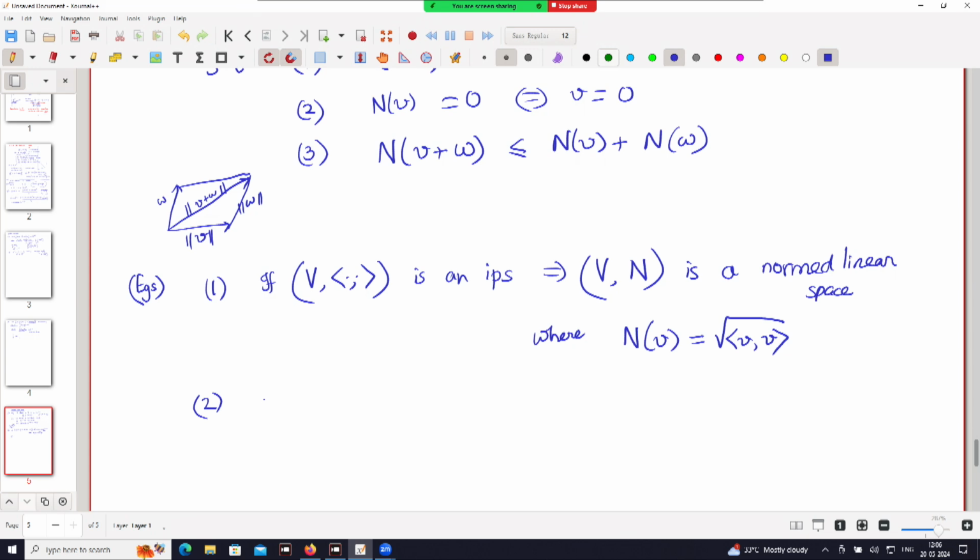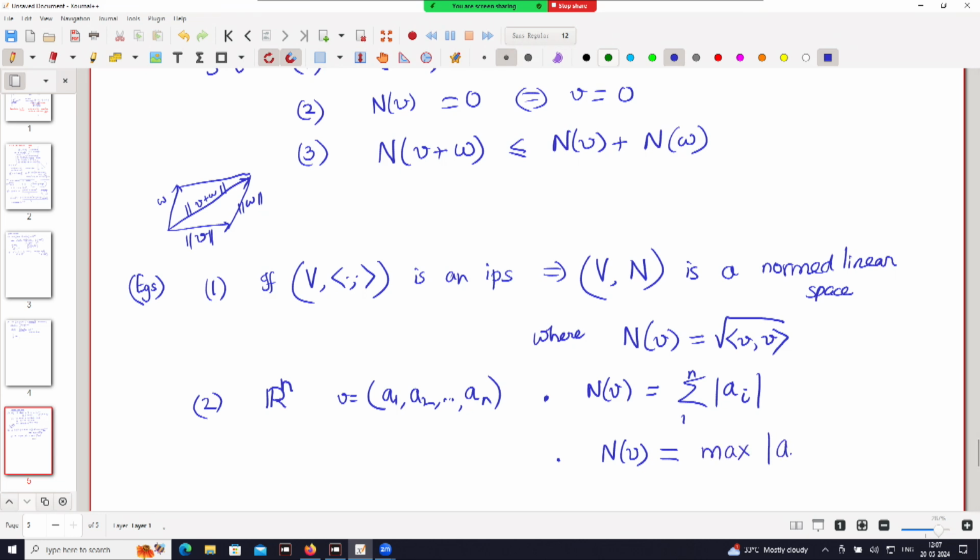So, the other examples which do not come from inner products in this manner are norms on, for example, Rn. If I have a vector (a1, a2, ..., an), I can define the norm of this vector to just be the sum of the moduli of the ai's. The usual norm which comes from the inner product will be the sum of the squares of the ai's and the square root of that, but I can just take the sum of the modulus of all the ai's. This turns out to also satisfy the triangle inequality. The other choice is the following: I can take just the maximum of all the moduli of the ai's.